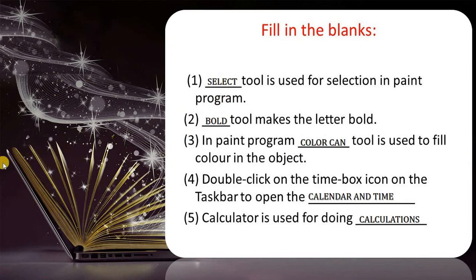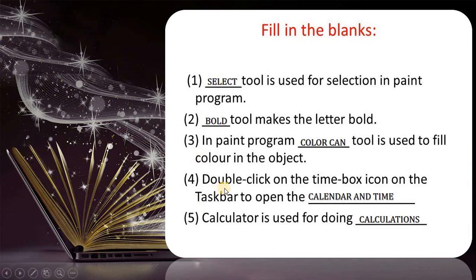Now see the third blank, in the Paint program dash tool is used to fill color in the object. Remember that in the Paint window we use it for coloring. To fill the color, which name do we call it? Color can. Color can.